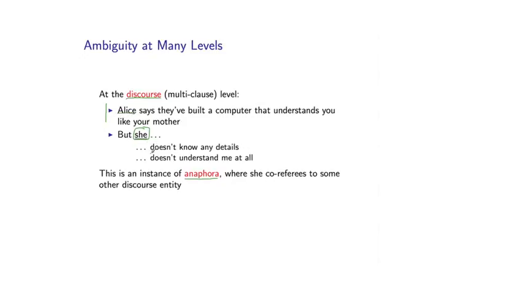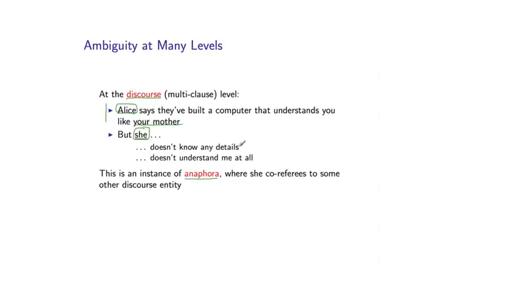Actually, I have two possible continuations here. But she doesn't know any details, or but she doesn't understand me at all. So she could refer to two different things. It could refer to your mother, or it could refer to Alice. And so there's an ambiguity here that we need to resolve. We need to figure out which one of these two entities in the past she is referring to.